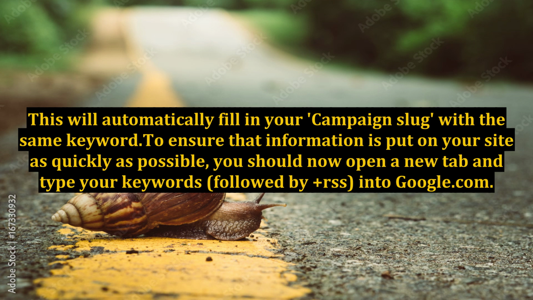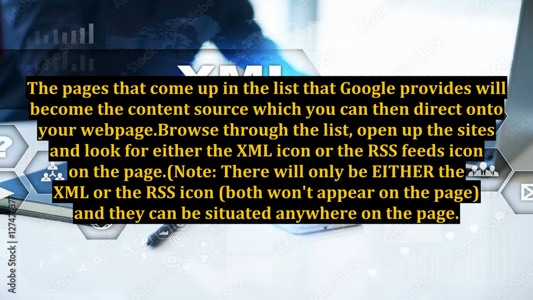You should now open a new tab and type your keywords, followed by +RSS, into google.com. The pages that come up in the list that Google provides will become the content source, which you can then direct onto your web page. Browse through the list, open up the sites and look for either the XML icon or the RSS feeds icon on the page. Note, there will only be either the XML or the RSS icon, both won't appear on the page, and they can be situated anywhere on the page.